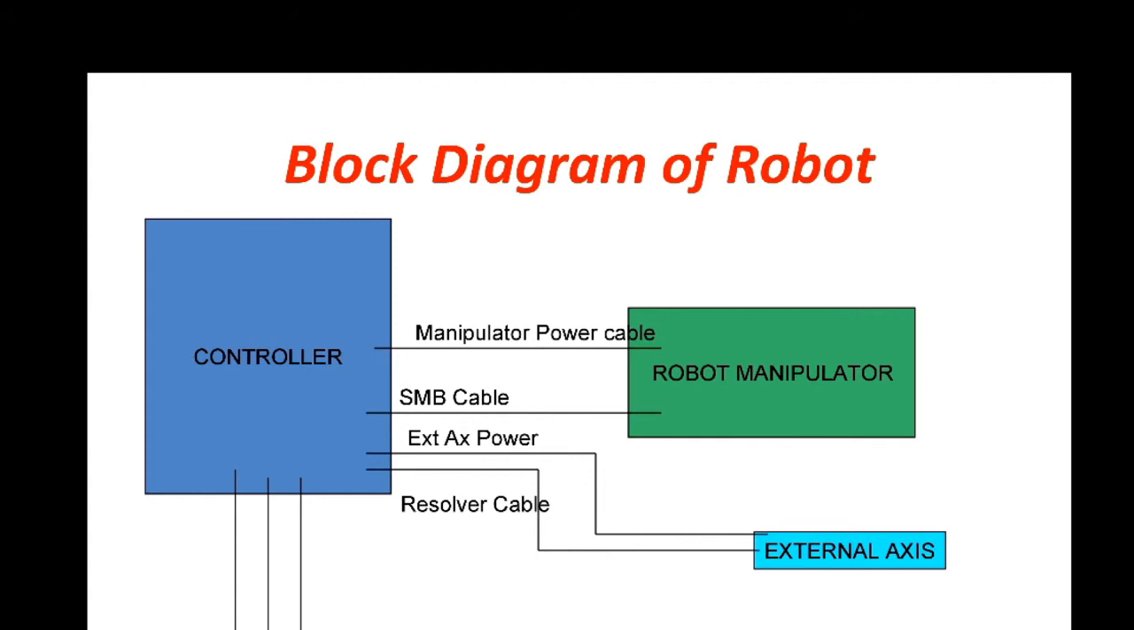The same SMB cable. The SMB cable is nothing but, in the robot manipulator, I already told you people, every arm is controlled by servo motors. The servo motors need communication. How can we do the communication to every axis, every servo motor? How is it possible? That is possible with this SMB cable. Okay.